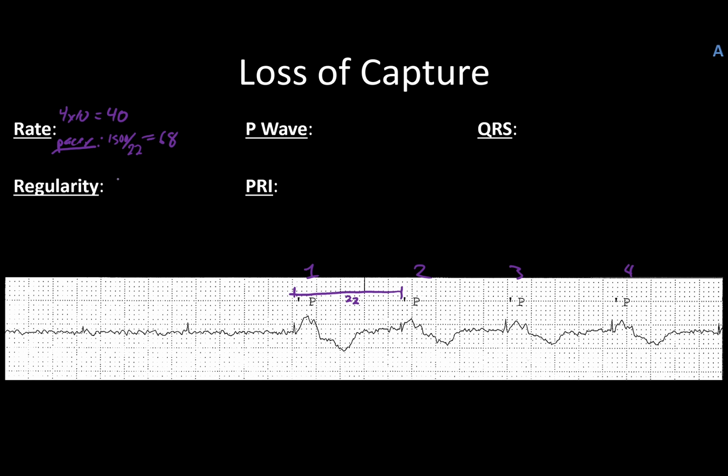Regularity-wise, we're going to have to call it irregular because we have that flattened portion at the beginning. We don't have any ectopy, or any pattern. We just know that there's no capture on the first 2 pacer spikes.